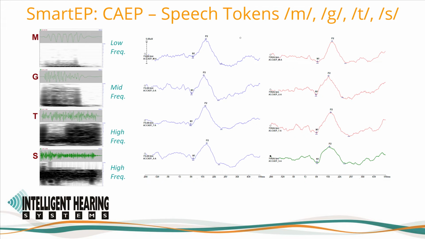These speech tokens are calibrated for ER3C, ER3A insert earphones from the factory. The stimulus files can be calibrated by the user for any stimulator transducer used, for example, for use in Soundfield. IHS offers pre-programmed settings files for each of these speech tokens. Shown on this slide are the speech token spectral components and respective sample LLR recordings or responses to each sound presented via air conduction at 75 dB SPL.